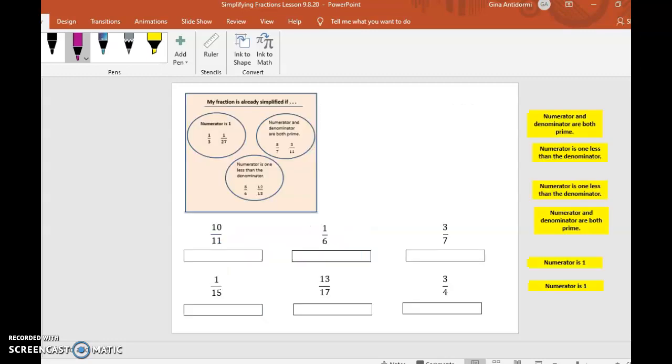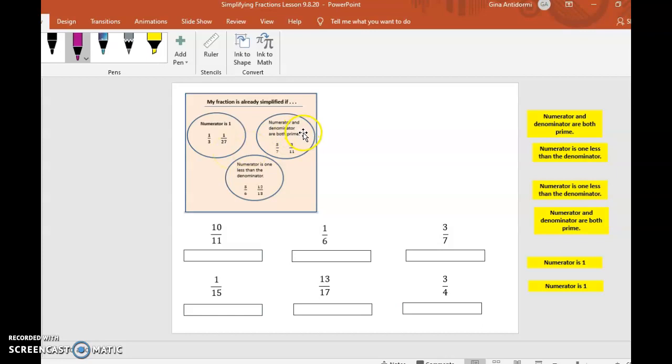Okay, and lastly, sometimes the fraction is already in simplest form and you can't do anything. There are some easy ways to tell if it's already in simplest form. You can't always have a rule, but these rules may help. So 1, if the numerator is 1, it's already simplified, okay? So if it's like 1/3 and 1 over 27.